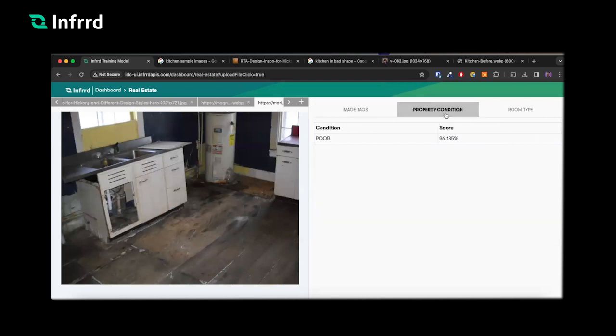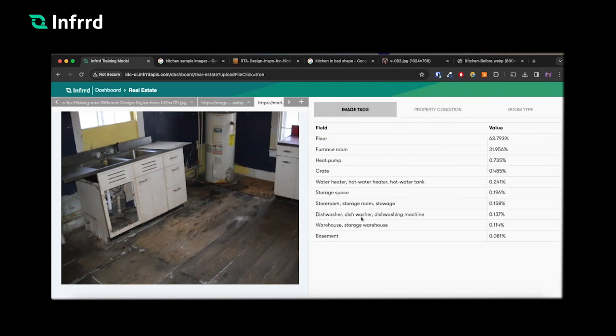Oh, interesting. It knows, so it's bad quality. It says poor quality, and it says it with the highest confidence. And also in this case, we generated some image tags. Again, some customers need this, some do not. But we generate these three insights when you upload an image of a property or a room.